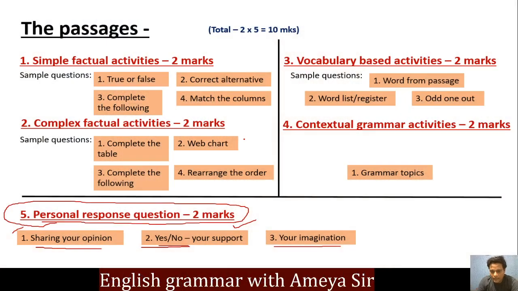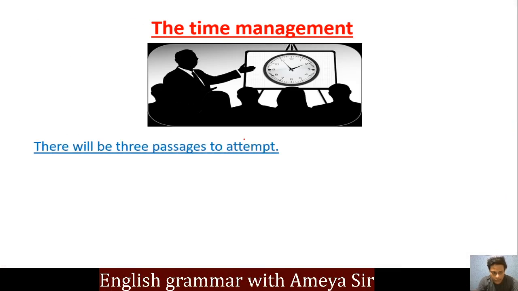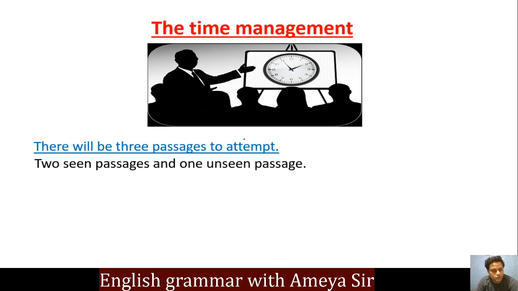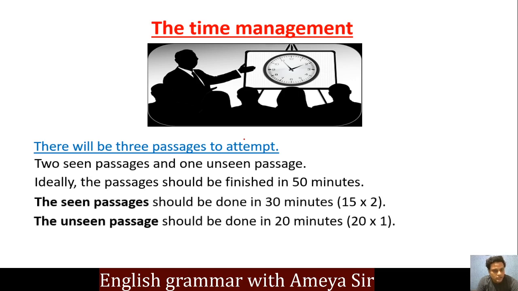All right, what else do we have? The time management, such an important concept. Often the students ask me, how much time should one passage take? Here is the quick answer to that. There will be 3 passages, and when I say 3 passages, you know I'm talking about 2 seen and 1 unseen passage. So the time is, for seen passages, overall it should take 50 minutes. I'm saying the total for 3 passages. The seen passages should be done in 30 minutes. That means 15 into 2. So one passage should take 15 minutes.